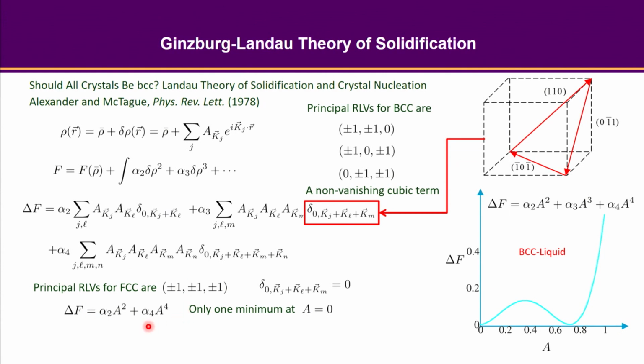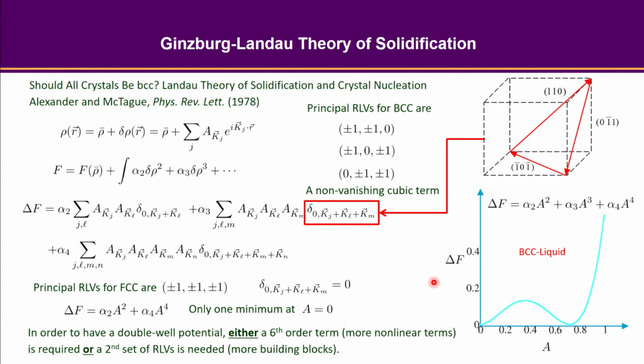So alpha 4 is going to be positive. So there's only one minimum at A equal to 0. You won't have anything else. So there are two fixes to make the FCC structure stable, right?